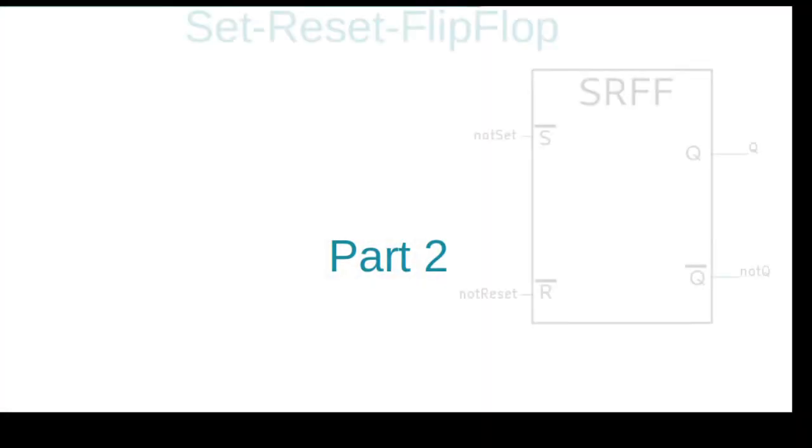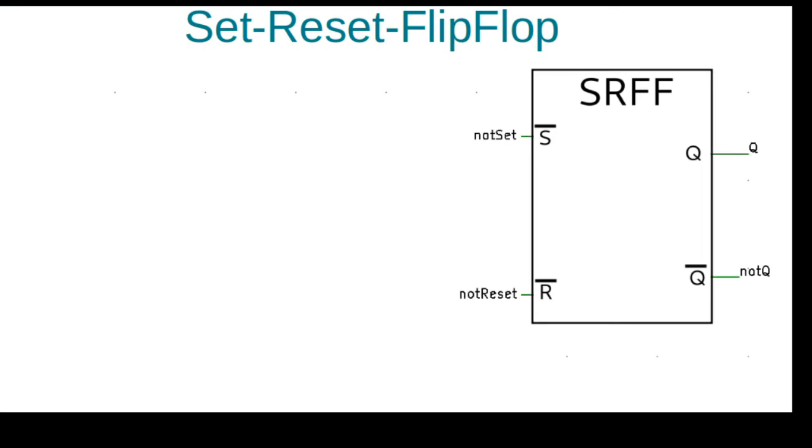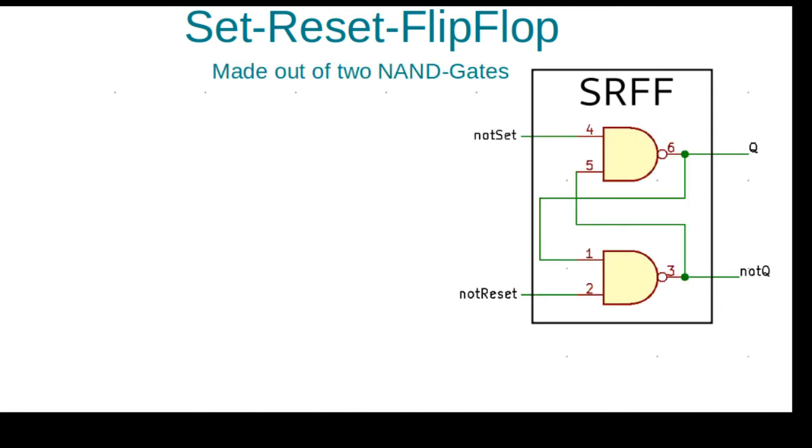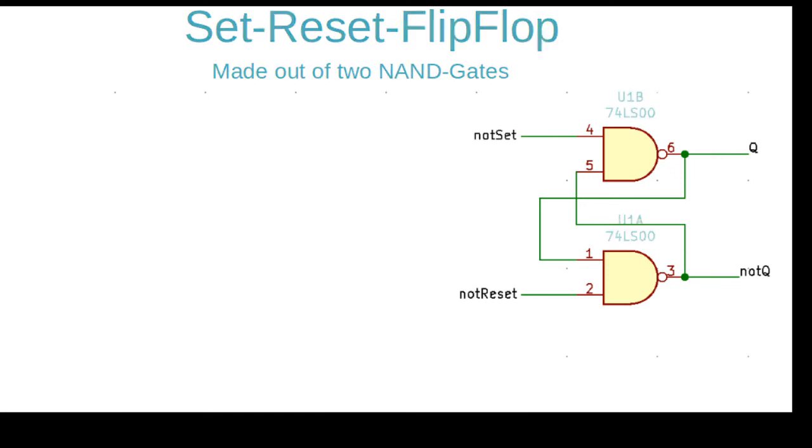Part 2. There is a set reset flip-flop that is very similar to our first one. The set reset flip-flop has an inverted set input, an inverted reset input, and the usual two outputs. This one consists of two NAND gates. The first one was made out of two NOR gates, that's the difference.